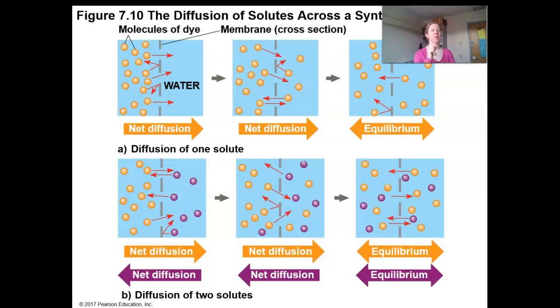The way this is often described, we say in diffusion, substances move down their concentration gradient. They go from high to low. It doesn't require any energy. There's no work involved here. They just want to spread out.